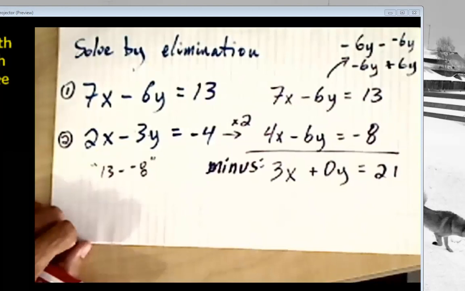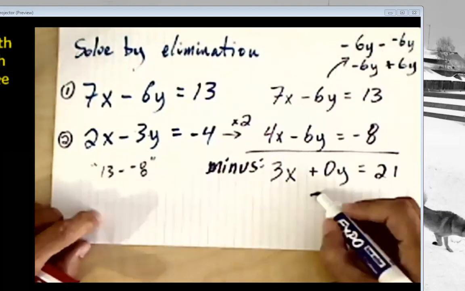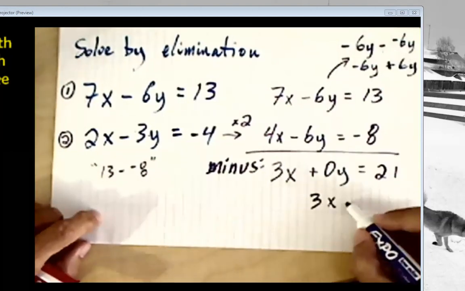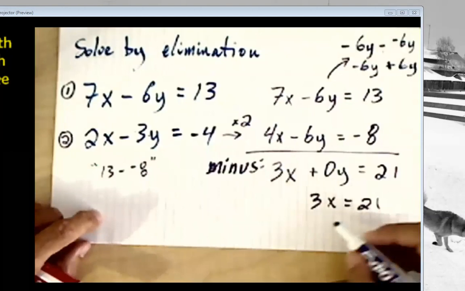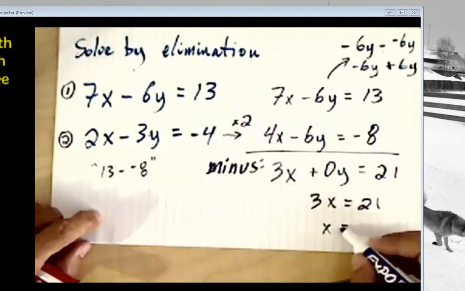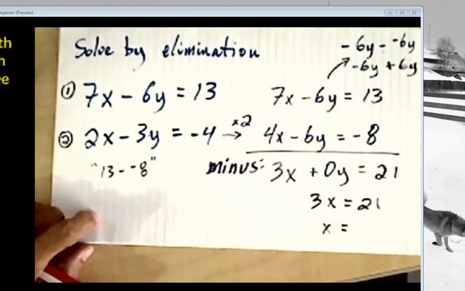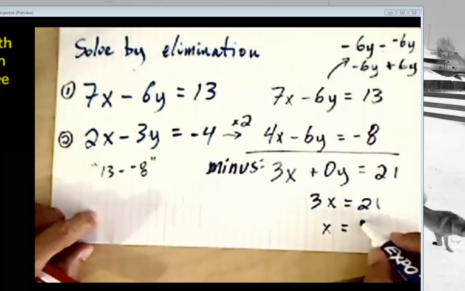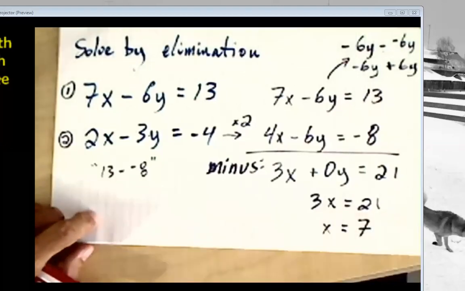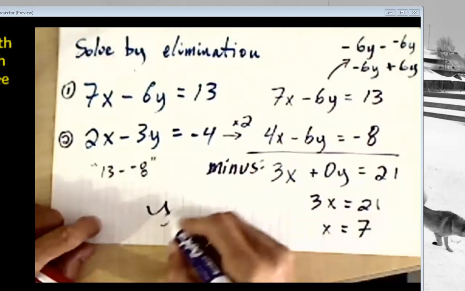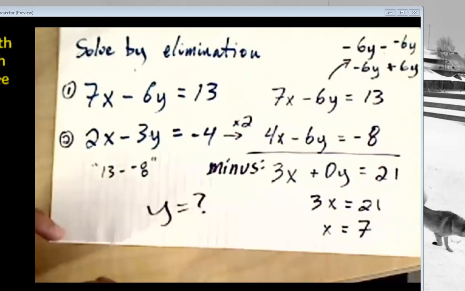Okay, so we can simplify this. This will be 3x is equal to 21. And so that means x is equal to how much? Yep, x is equal to 7. Like before, we need to know what the y is going to equal.